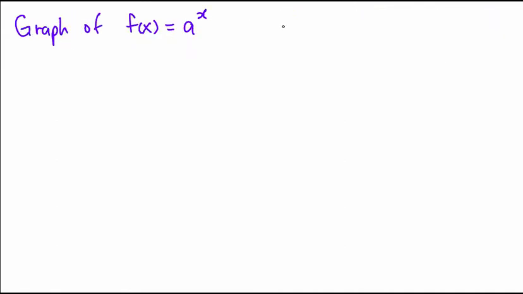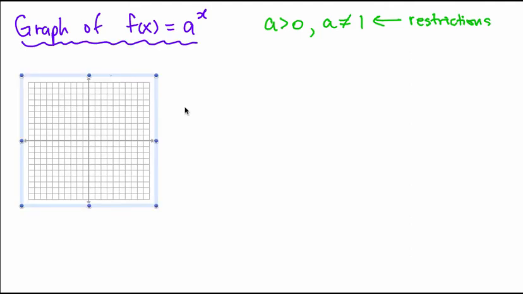So first of all, there are some restrictions. A always has to be bigger than 0, but A cannot be equal to 1. So with those restrictions in mind, we can go and see what the graph of these things look like. For our first graph, let's take a look at what happens when A is bigger than 1.